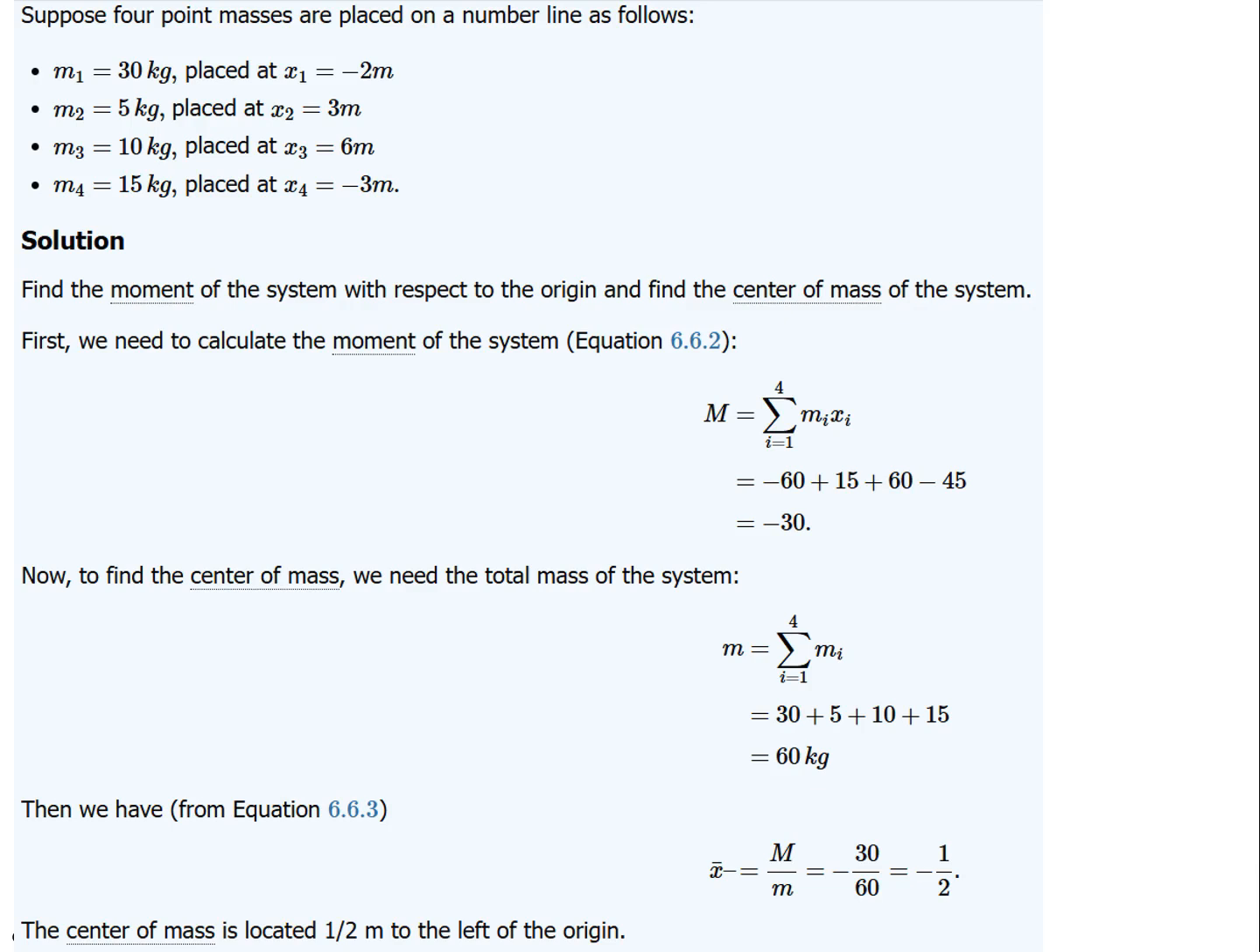And you wouldn't know that without the formula. You would maybe have a rough guess of where the center of mass is, but this is the way to find it exactly.